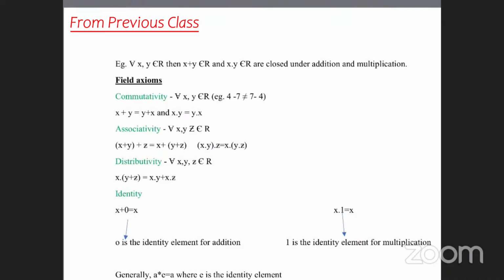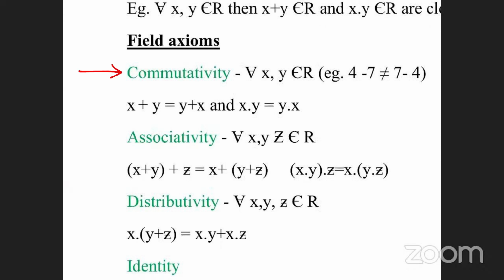So we have to go back and use rules that we're familiar with. If you look at commutativity, you'll recognize that, right? So x plus y is the same as y plus x. We know that already. x multiplied by y is the same as y multiplied by x.